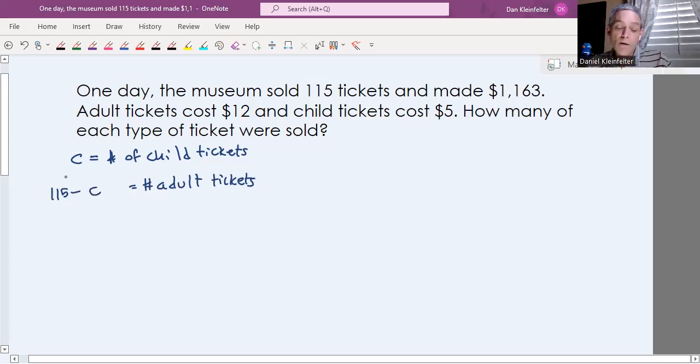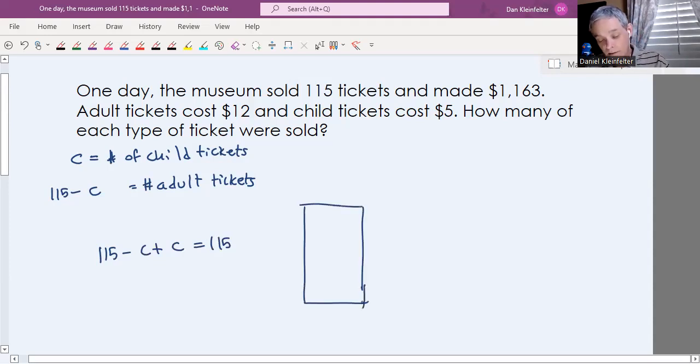Okay, 115 minus C plus C has to equal 115. That's the total number of tickets we have. Also, if you think about the total amount, here was 115 tickets. If some of them were, C of them were child tickets, then the rest of them, 115 minus C, have to be the adult tickets.